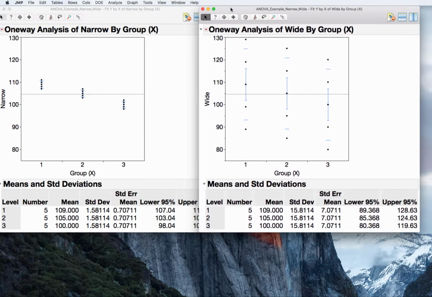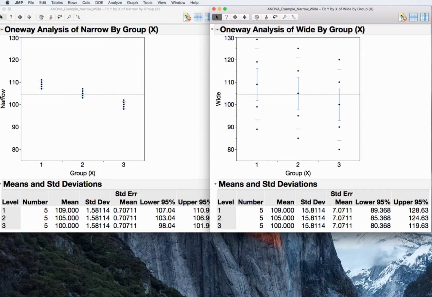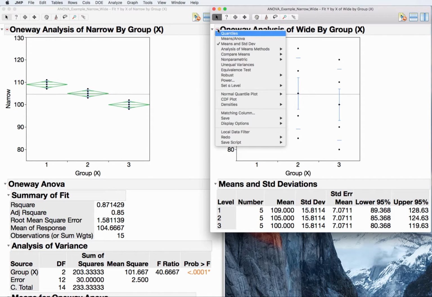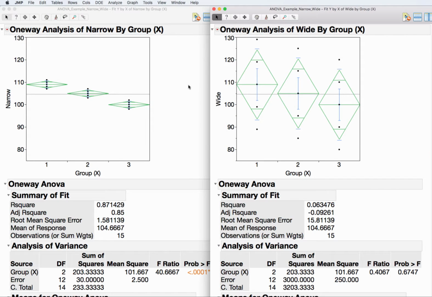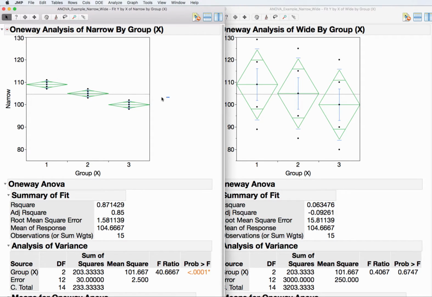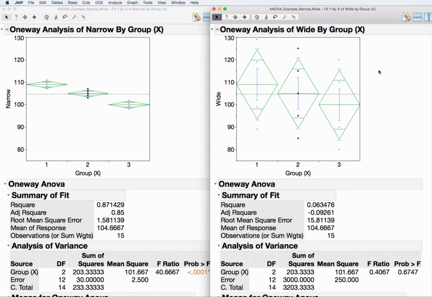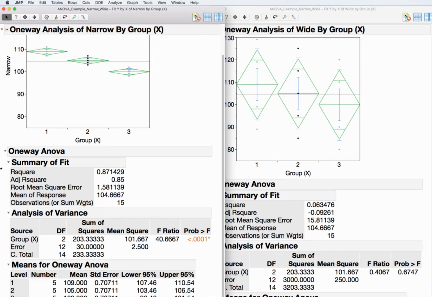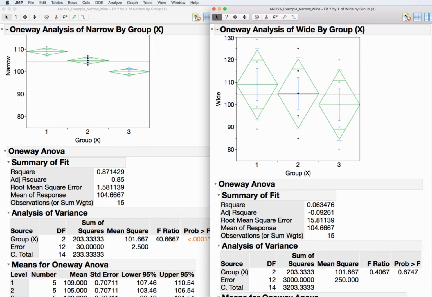So if we wanted to do an analysis of variance, we could ask for the ANOVA here. And the parts of the ANOVA that we want to talk about, first of all, in the graph, is that we've got the ANOVA diamonds. They are much more compact here in the narrow group than they are in the wide group. And then also, aside from those results, we want to take a look at what we get for our ANOVA results.